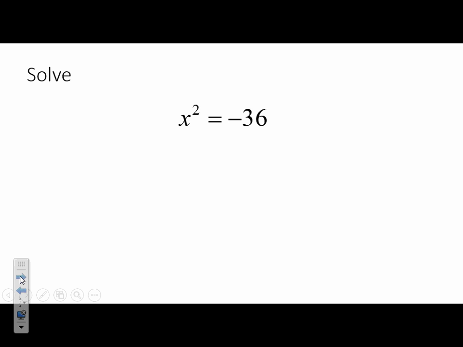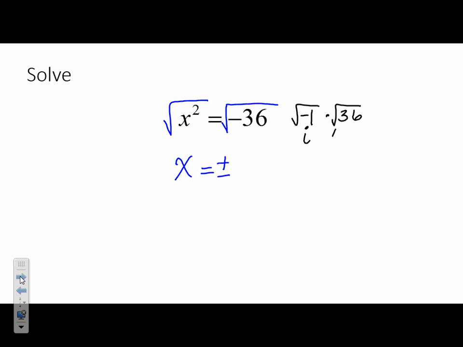x squared equals negative 36. So what we need to do now is try to find out what x is. We need to solve. So if we were going to get rid of the squared, we'd go ahead and square root both sides. x equals, we know we're going to have plus or minus because we need 2 solutions and not just one. And now remembering what we know about i, the square root of negative 36 is the same thing as the square root of negative 1 times the square root of 36. The square root of negative 1 is i. The square root of 36 is 6. So my final answer is plus or minus 6i.